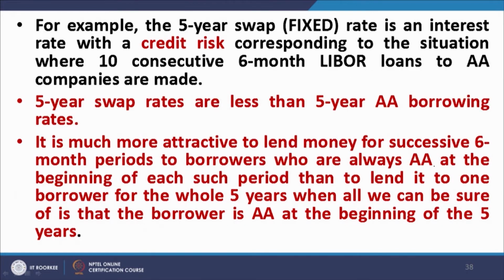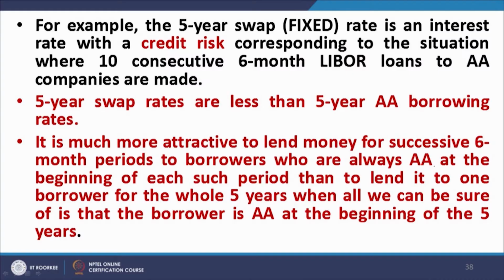For example, the 5-year swap rate is an interest rate with a credit risk corresponding to the situation where 10 consecutive 6-month LIBOR loans are made to companies with an AA credit rating. 5-year swap rates are less than 5-year AA borrowing rates.